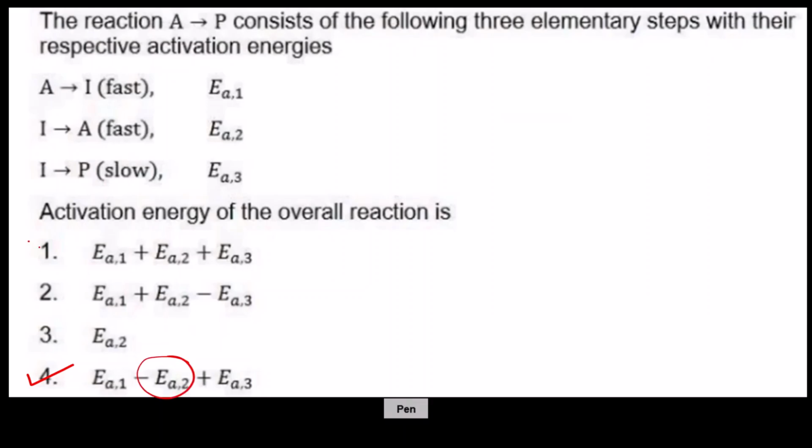The first option has all plus, so it is incorrect. In the second option EA3 is minus, that is also incorrect. Option 3 is also incorrect. So the only correct answer is option 4.